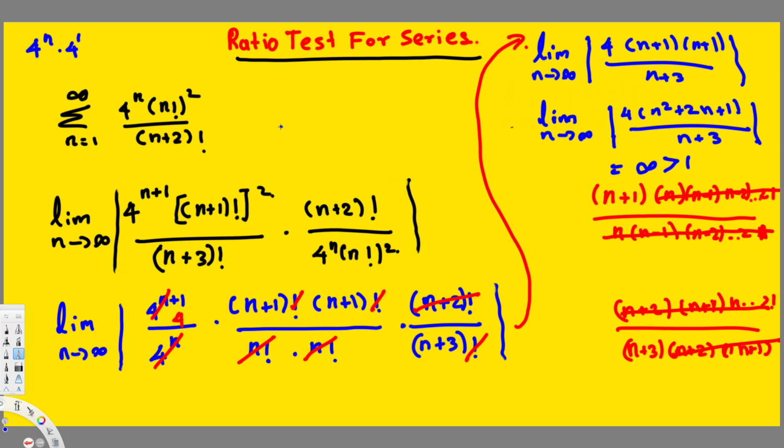So according to the ratio test, if we get a value that's greater than 1, this series diverges. And that's how we do this kind of problem.